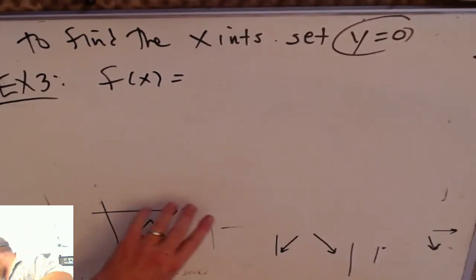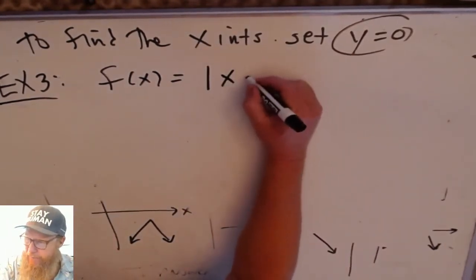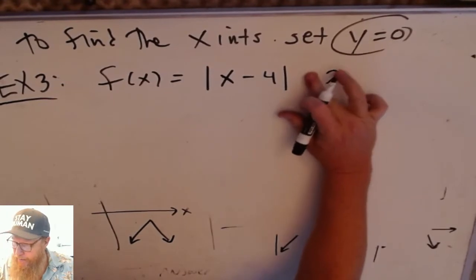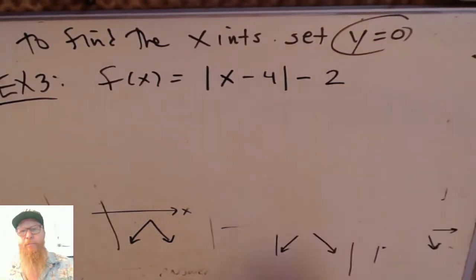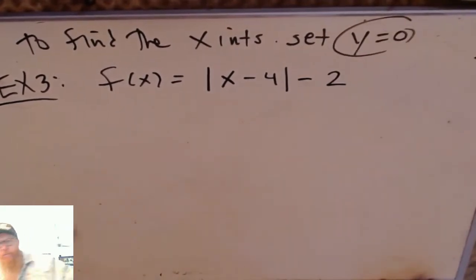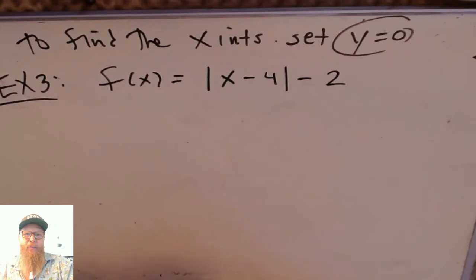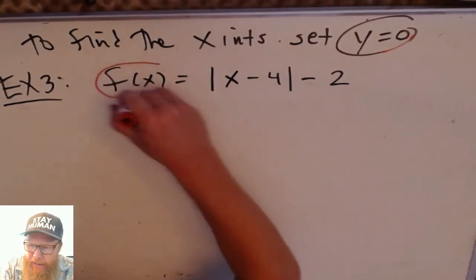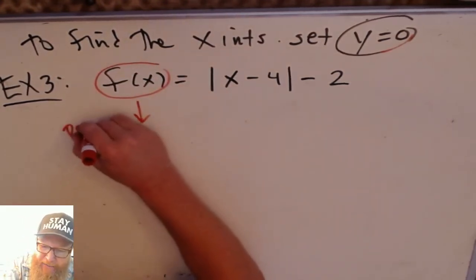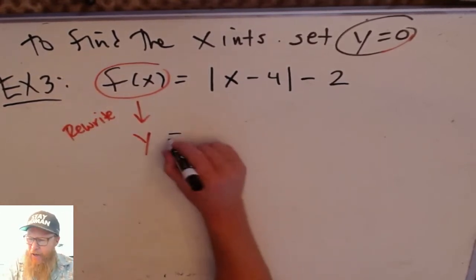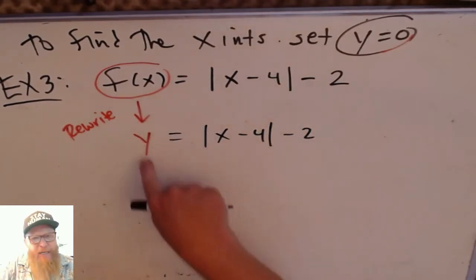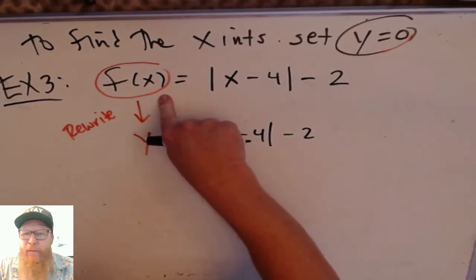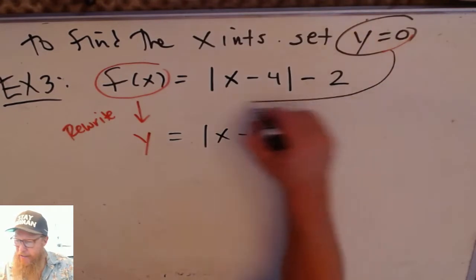So example 3, f of x is the absolute value of x minus 4, minus 2. When you're finding an x-intercept, you want to set y equal to 0. But sometimes there is no y. So I recommend rewriting it, unless it's already rewritten. Sometimes I give you problems where it's already written in the form y equals. But sometimes I give it to you in f of x form, or maybe g of x form, or something like that. And then plug 0 in for y.